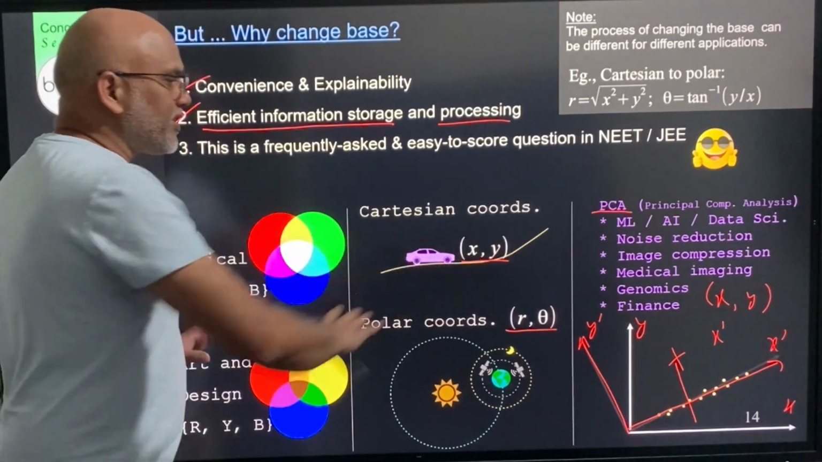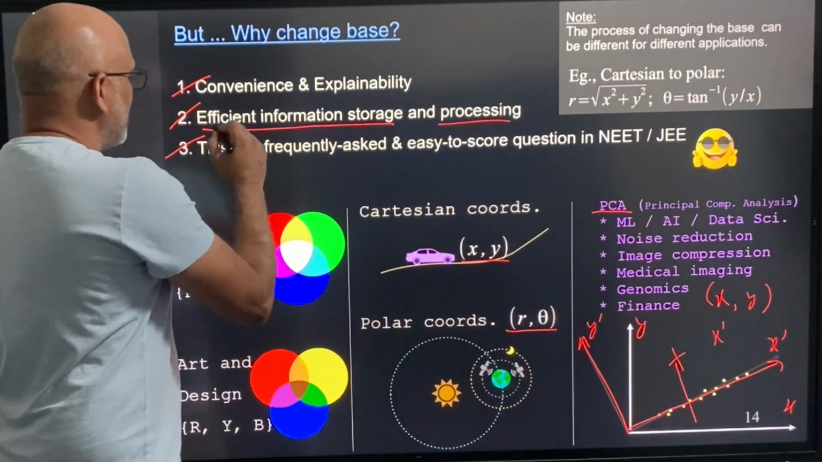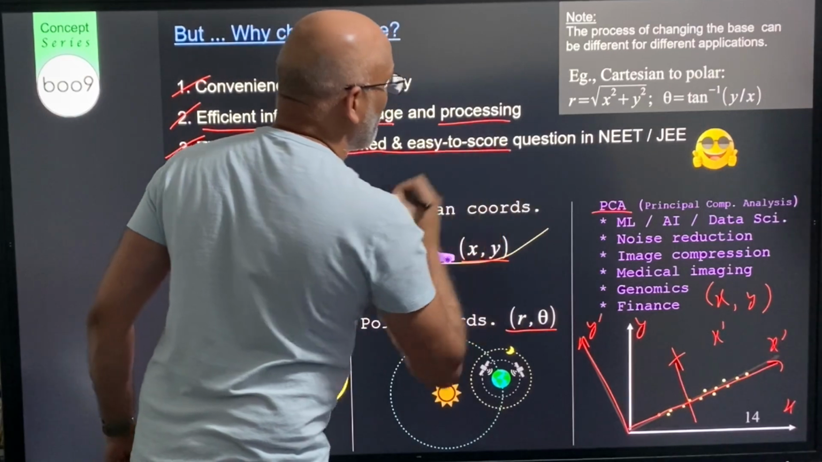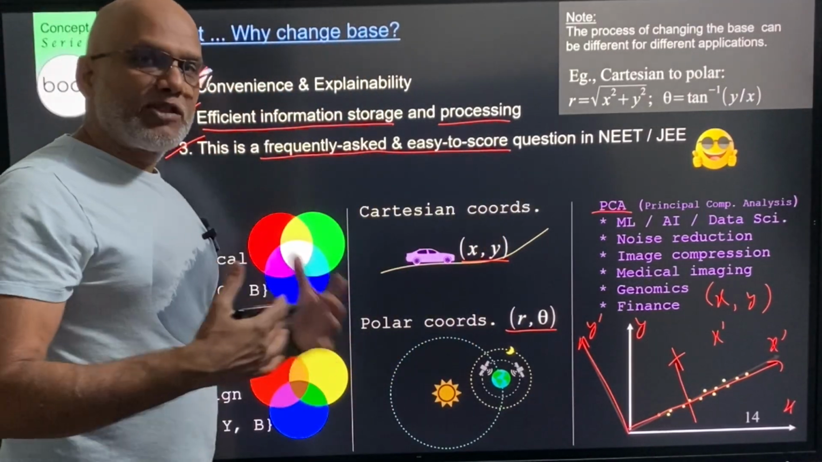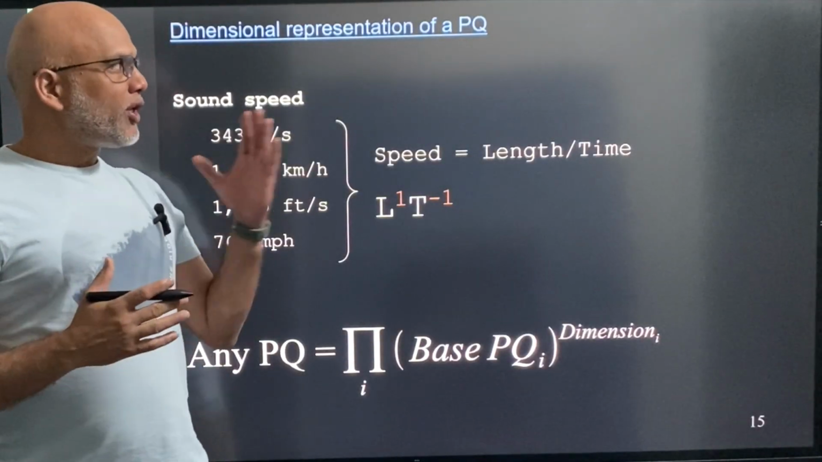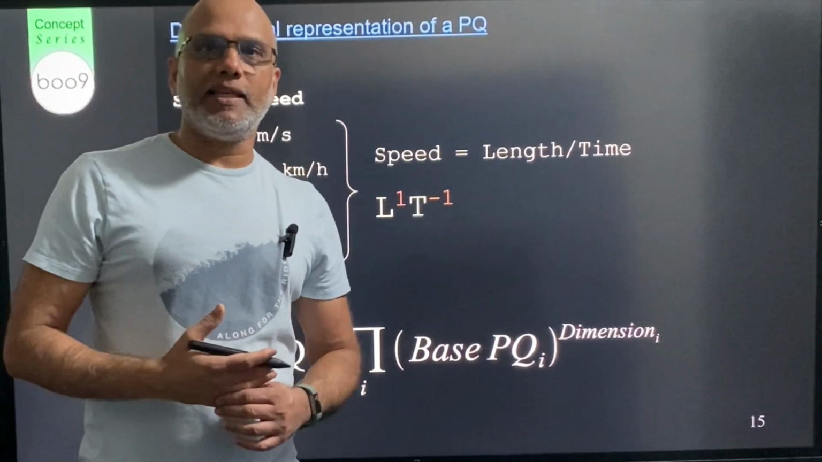So all these are teasers. The main reason we actually need to know this is that it is a very frequently asked and easy to score question in NEET and JEE. That's why we need to know about this. At this point, I wanted to make one note before we proceed to solve problems from JEE and NEET.